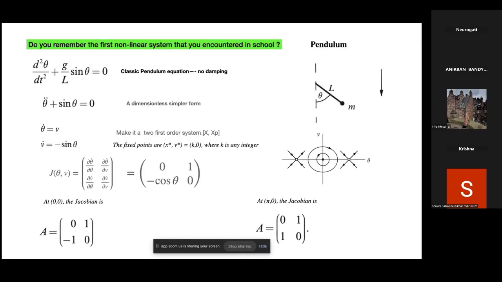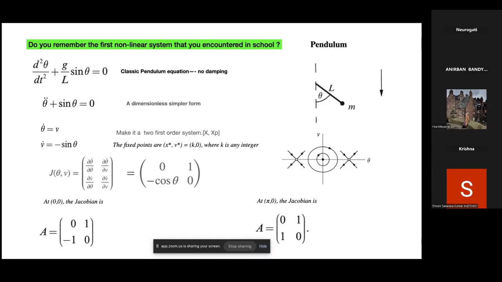I think it will be much clearer if we see this pendulum. So, pendulum, I think you all studied the pendulum in 11th and 12th standard. And I think it's the first nonlinear system that we encountered in our schools. So the classic pendulum is given by this second order differential equation.